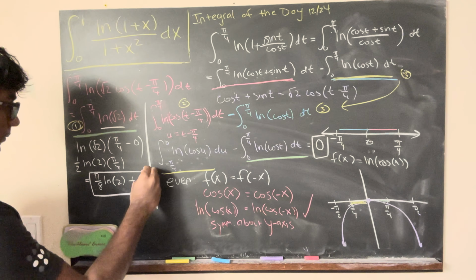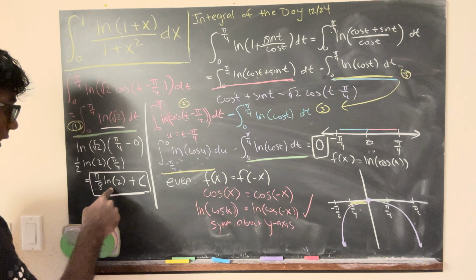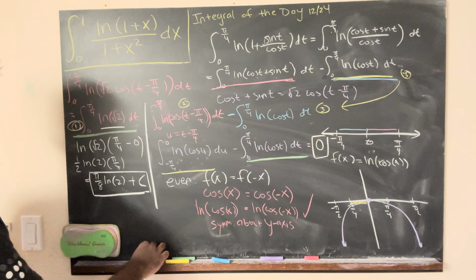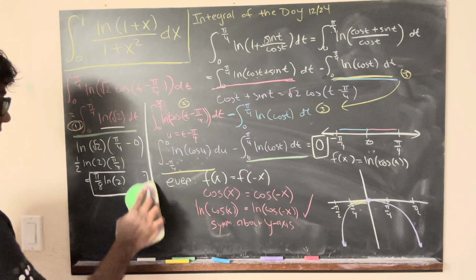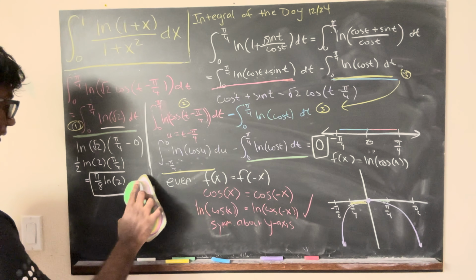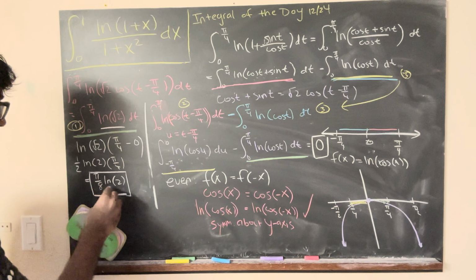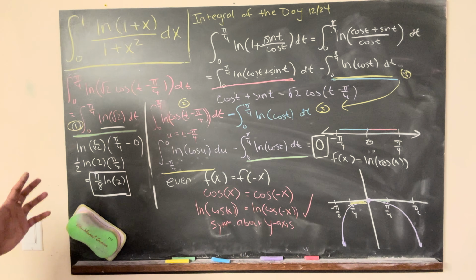That is our answer. Pi over 8 ln 2 plus c. Or not plus c, because this has integral bounds. So pi over 8 ln 2, and that's the answer to this question.